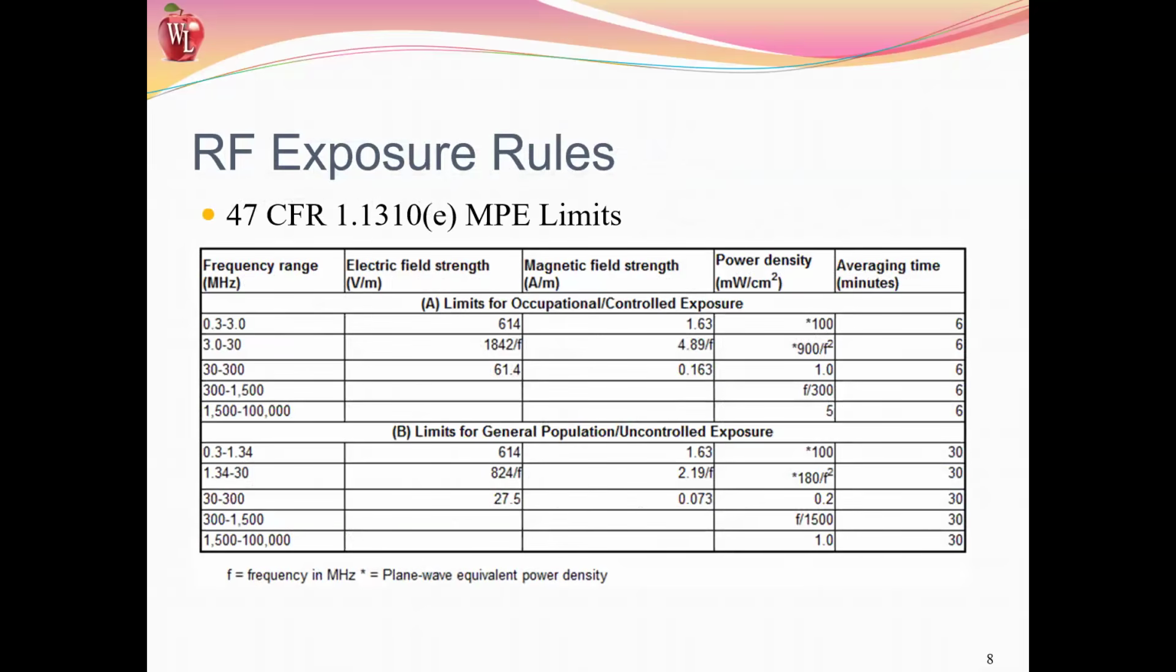Here's a table out of part 1 that shows the different requirements or different limits by frequency. As frequency changes, the limits do change, and you'll see that it's divided into occupational or controlled environments and general environments. You'll notice that, of course, obviously the general environments requirements are lower because, well, we'll look at that.